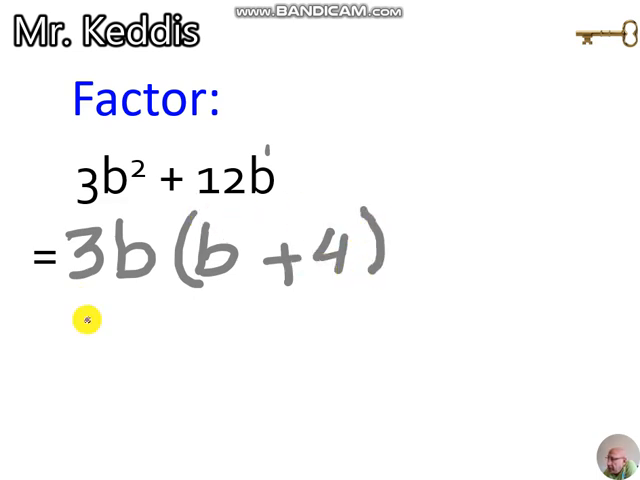To check my answer, I use the distributive property. 3b times b, I get 3b squared. 3b times 4, I get 12b.